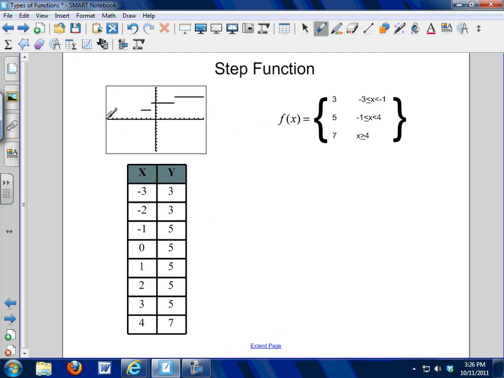Moving on, step function. Easy to tell. The graph looks like a step. If I had a little person standing over here, there they are, they could just climb up the step. Step, step, step. That's why we call it a step function, because it looks like steps.